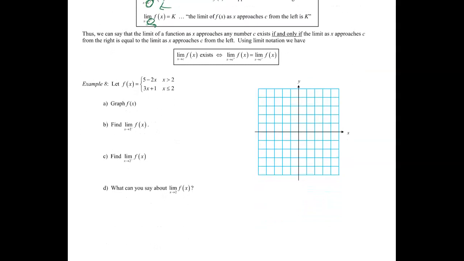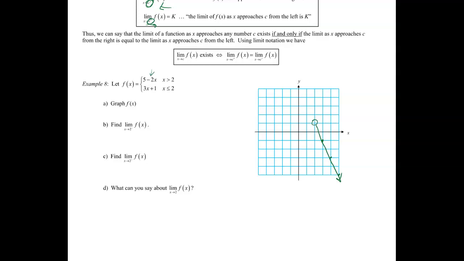Going to our next example, let's explore this a little bit. So the first thing we gotta do is graph this mess. So let's pause this. Let's graph. Alright. So graphing this first piece, I start to plug in 2, but 2 is not included, but I still want to know approximately where my graph starts. So plugging in 2, I should have gotten 5 minus 4, which gave me that 1. And from there, I see that my slope for this is -2, so down 2 over 1.